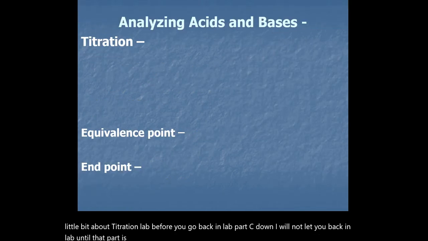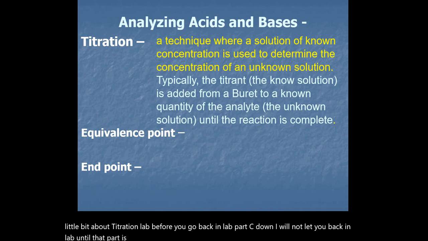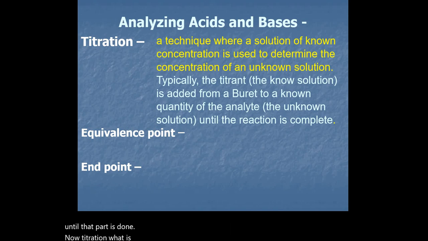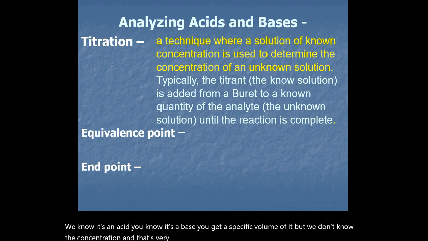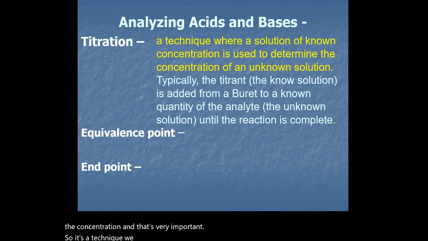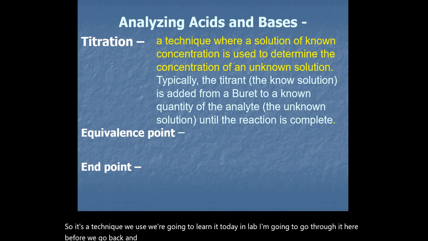Okay? Now, titration, what is it? Basically, this is a technique that we use to figure out the concentration of some unknown. We know it's an acid, we know it's a base, we can get a specific volume of it, but we don't know the concentration, and that's very important. So it's a technique we use. We're going to learn it today in lab. I'm going to go through it here before we go back in lab. Our first titration, I'm going to have you all do with me. Every single person is going to have hands-on doing a titration.